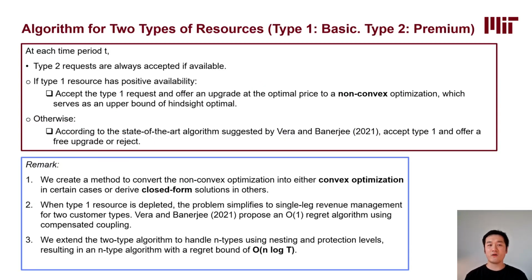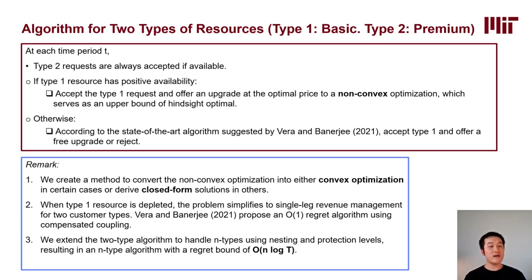Let me introduce a very simple algorithm for the two types case. Assume that type 1 is basic and type 2 is premium. At each time period t, if the arriving customer is type 2, then we should always accept if there's any resource available. And if it is a type 1 request, we need to split into two situations. First, if type 1 resource has positive availability, then we accept this request and offer an upgrade at the optimal price to a non-convex optimization problem. Otherwise, if type 1 resource does not have availability, then this is a single-leg revenue management problem, and we can apply some state-of-the-art algorithm to solve it.